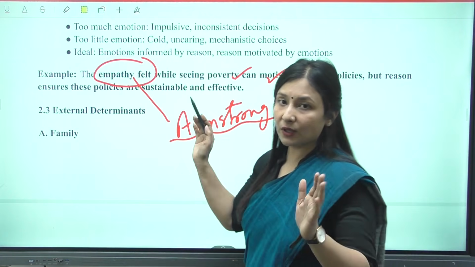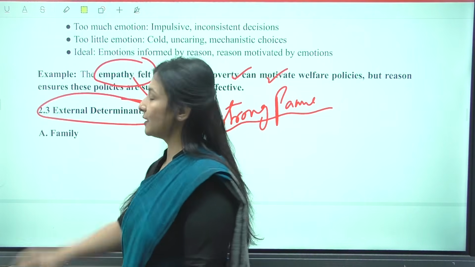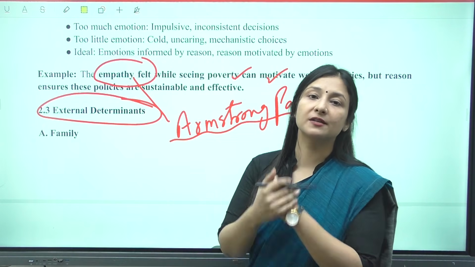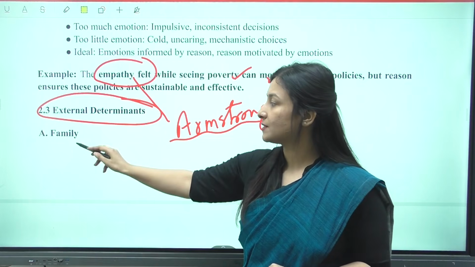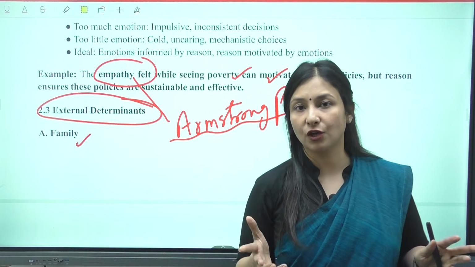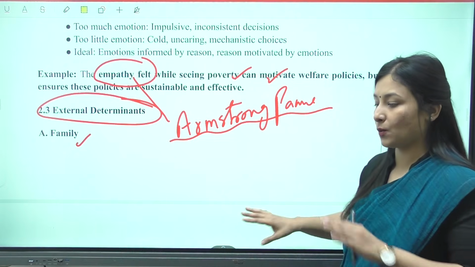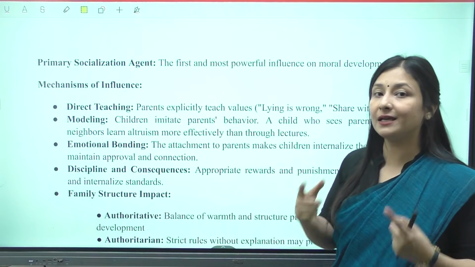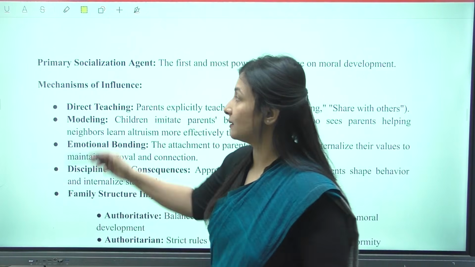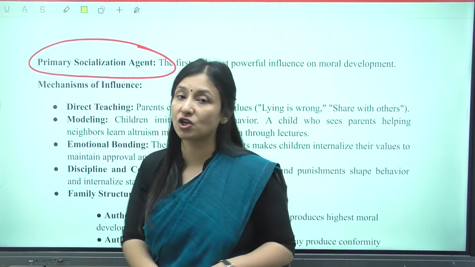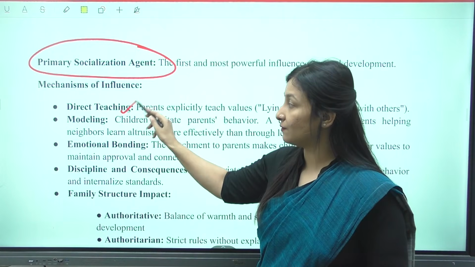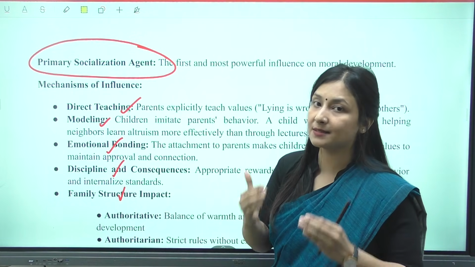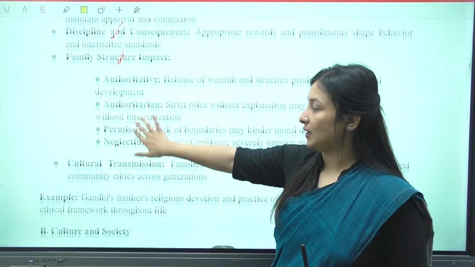Is it clear? Now, these were the internal determinants, but there are certain external determinants which mold the nature, the character, or the ethical decision making of a human or a child. First of all, it's the family. If your family is very secular, respecting all the religions equally, a child from childhood is going to pick it up, right? It will definitely be seen in his nature, and the family is your first socialization agent. Here we learn direct teaching, modeling, emotional bonding, discipline. All these characteristics we learn from the family.